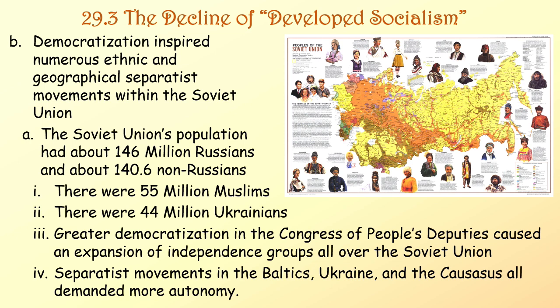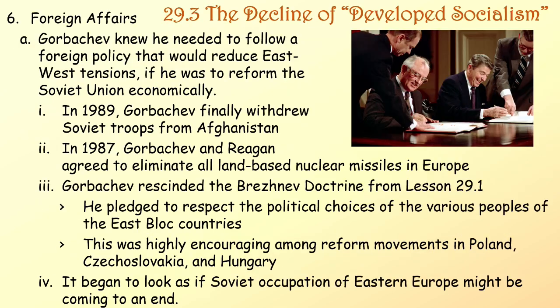The Soviet Union's population had about 146 million Russians and about 140.6 million non-Russians. There were 55 million Muslims. There were 44 million Ukrainians. Greater democratization in the Congress of the People's Deputies caused an expansion of independence groups all over the Soviet Union. And separatist movements in the Baltics, Ukraine, and the Caucasus all demanded more autonomy.